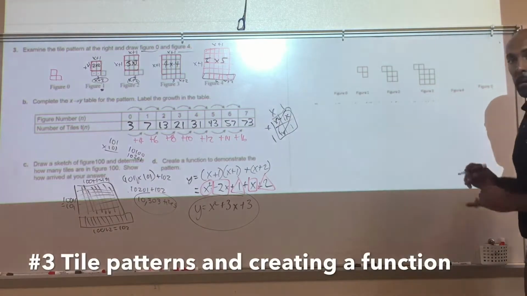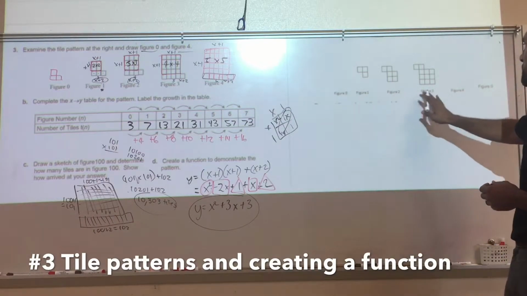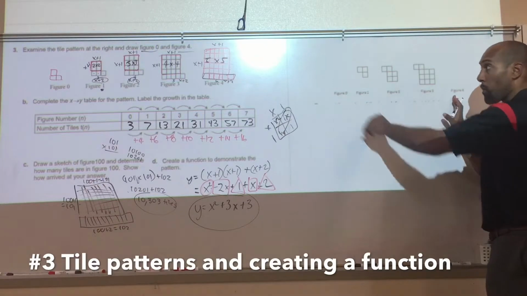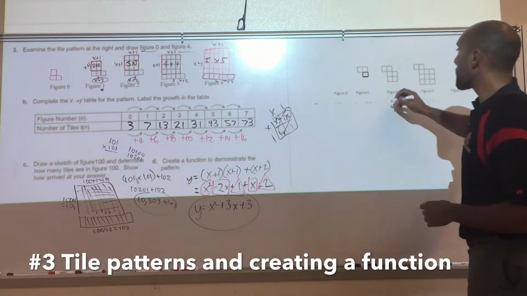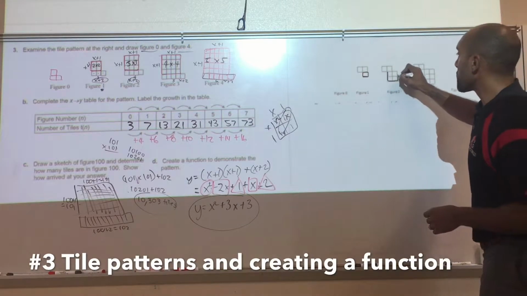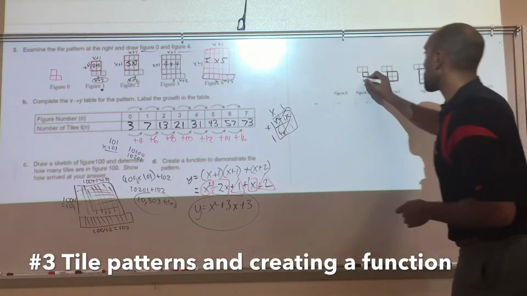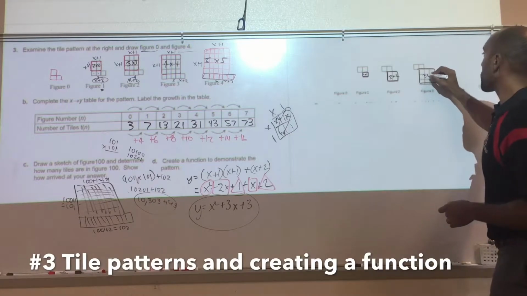So here's another example. Again, here's figure 0, figure 1, figure 2, figure 3, figure 4. And we need to figure out these two, figure 0 and figure 4. What I notice is that right here I have 1 square. Then there's a 2 by 2 square. Then there's a 3 by 3 square. So this is 1 by 1, 2 by 2, and 3 by 3.